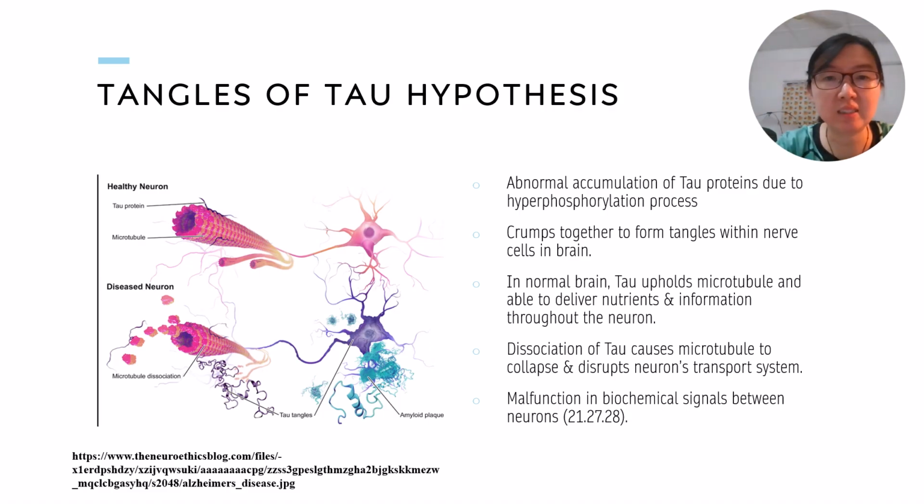The third hypothesis claims that there's an abnormal accumulation of tau proteins due to the hyperphosphorylation process, which clumps together to form tangles within nerve cells in the brain. In normal brains, tau upholds the microtubule structure and is able to deliver nutrients and information throughout the neurons. So when there is a dissociation of the tau, it causes the microtubule to collapse and hence disrupts the neuron transport system, and there is a malfunction in biochemical signals between neurons.